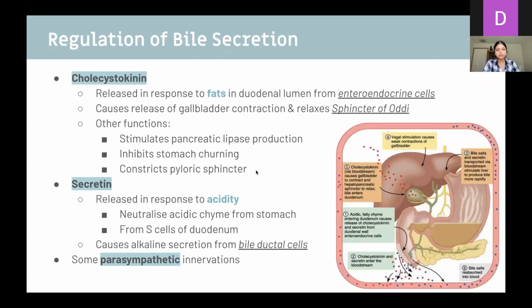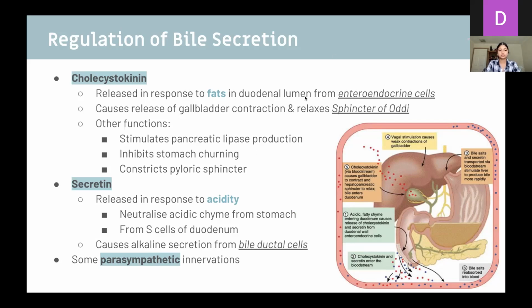And bile secretion is regulated, so you can't obviously have bile secreted all the time because otherwise you would have no acidity left and your stomach can't do what it does and your duodenum can't do what it does. So there's a couple of things that control its secretion. The first thing is CCK, or cholecystokinin. That's released in response to fats in the duodenum, and it's released from enteroendocrine cells. You probably haven't seen that yet, but that's just a cell type.